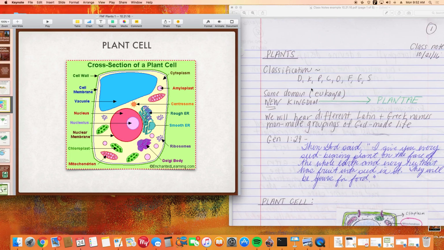Then we moved on to cells. Now, not everybody has been introduced to the concept of cells. So we are made of cells. God used cells to construct his multicellular creations. He did make some creatures just with one cell.